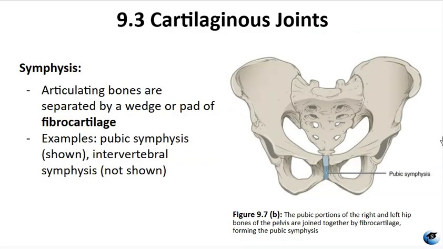Figure 9.7b. This is showing the pubic symphysis, which is another example of the symphysis joint. So we saw that there is going to be a fibrocartilage pad that separates the two right and left hip bones. So you can see that here. This is what is known as the pubic symphysis.